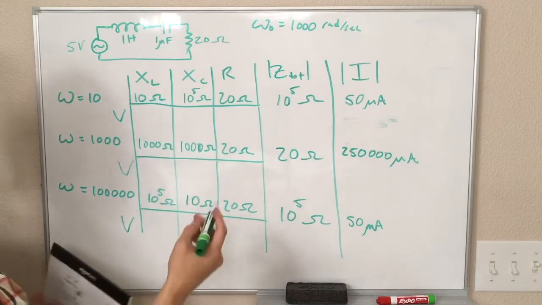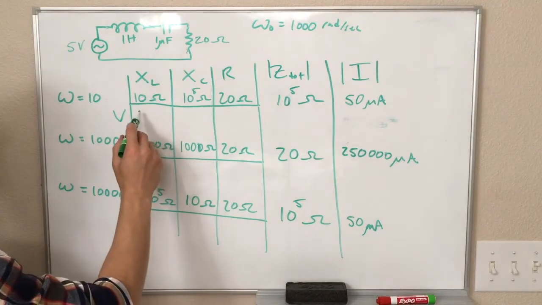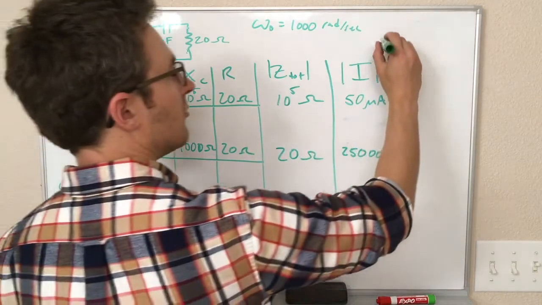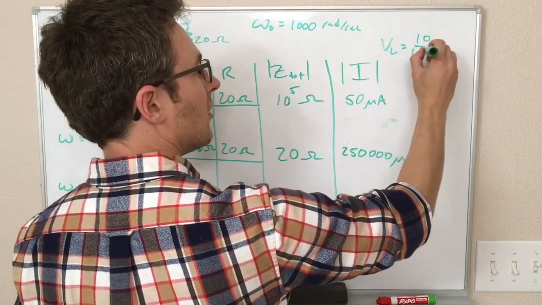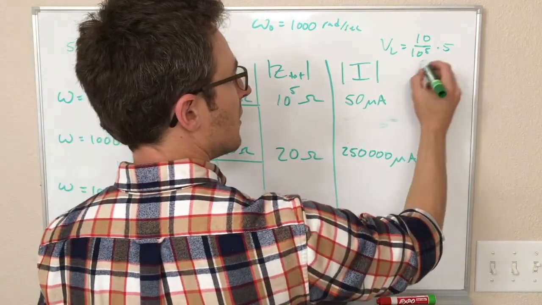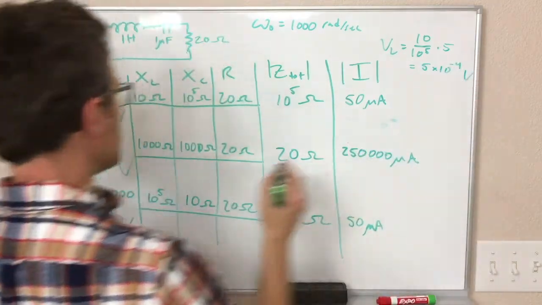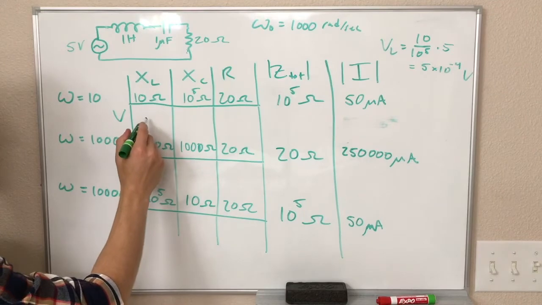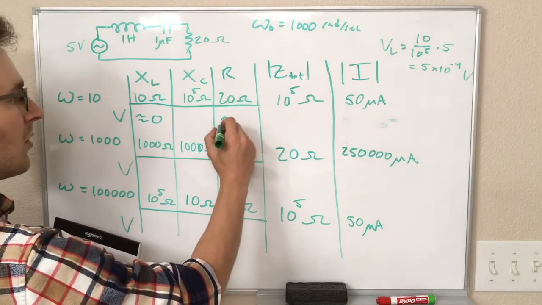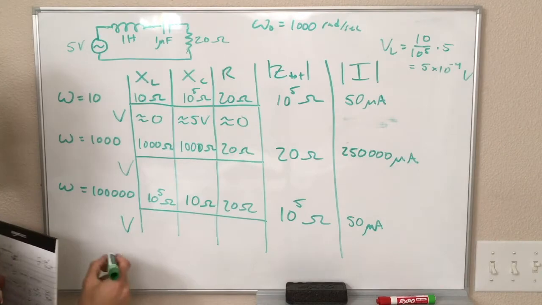So let's do one of these in the open. For 10 ohms out of our 10 to the 5th ohms, VL is going to be 10 over 10 to the 5th times our 5 volts. So this is going to be 5 times 10 to the minus 4 volts. This is a very, very small voltage on the inductor. We're going to say this is approximately equal to 0, and the same for the resistor, which means the capacitor is approximately equal to 5 volts.